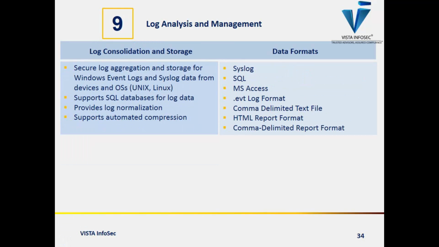From the log consolidation series, we suggest always having a secure log aggregation and storage for Windows and Unix events. It could be in flat file, it could be in SQL. Very important that there is some logic for log normalization. You may end up with a huge amount of duplicate data, which will be against your objective of doing this. And automated compression. Different formats could be syslog, SQL, MS Access, EVT.